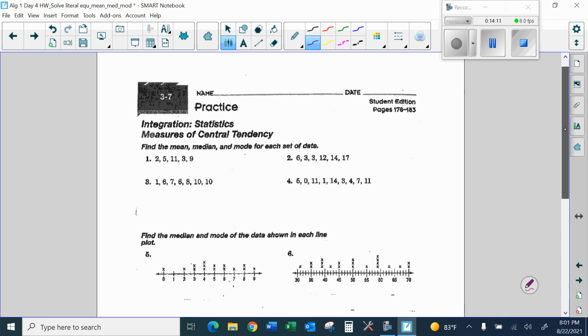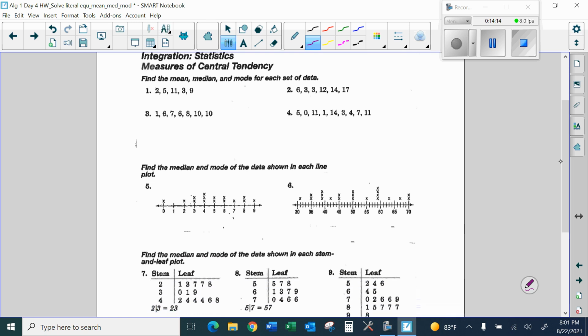Now we have mean, median, mode. You've all been taught this in middle school multiple times. Mean, what's another word for mean? Average. Okay, how do we get the average? We add up all the numbers and divide by the number of numbers there are.